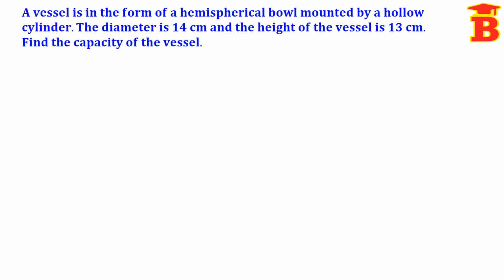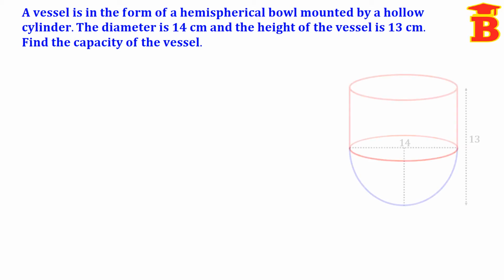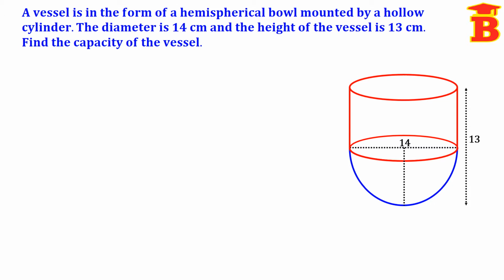So given, it's a hemispherical bowl mounted by a hollow cylinder. So this is the diagram for the given problem. Here this blue color is a hemisphere shape and this red color is the cylinder shape. So these two are connected together, and here the given diameter is 14. Note that this diameter is common for both cylinder and hemisphere, and the total height of the vessel is 13 cm. So this total height is 13.